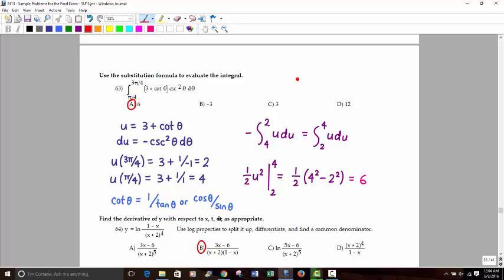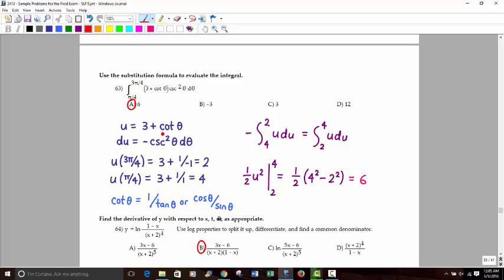U equals 3 plus cotangent theta, and take the derivative of that. That's going to give you cosecant squared, so that's negative cosecant squared. So it's kind of important to know that. That makes it a little easier. Although you could have made it more complicated. It would have worked if you distributed it anyway. Let's not go into that. Let's do it the most direct way possible.